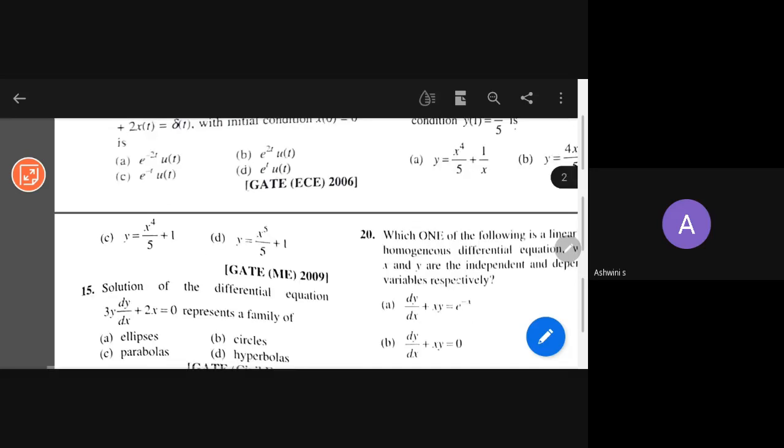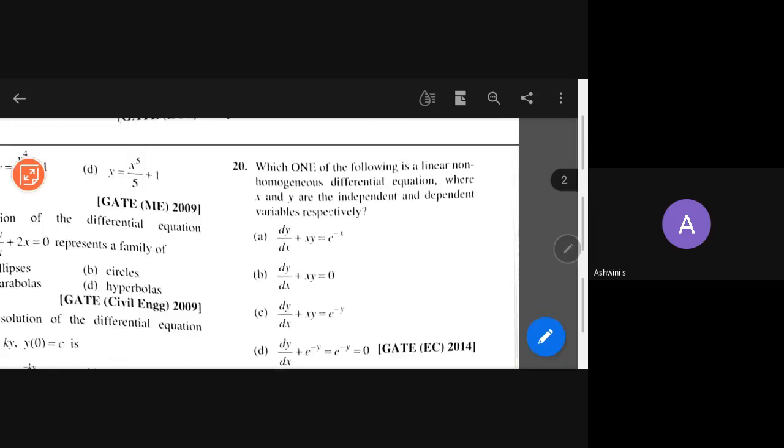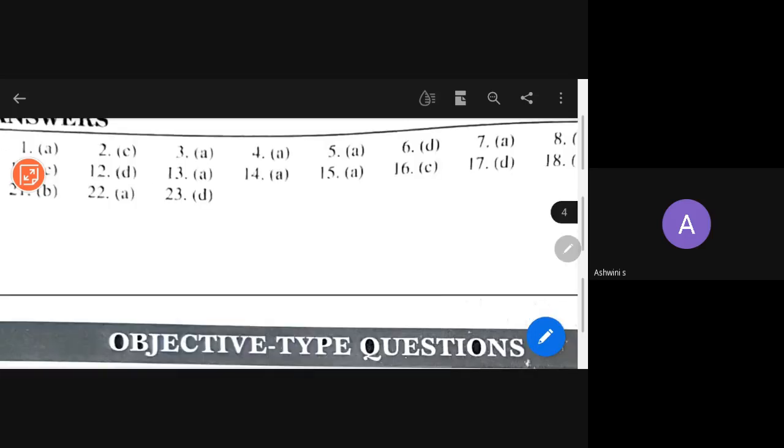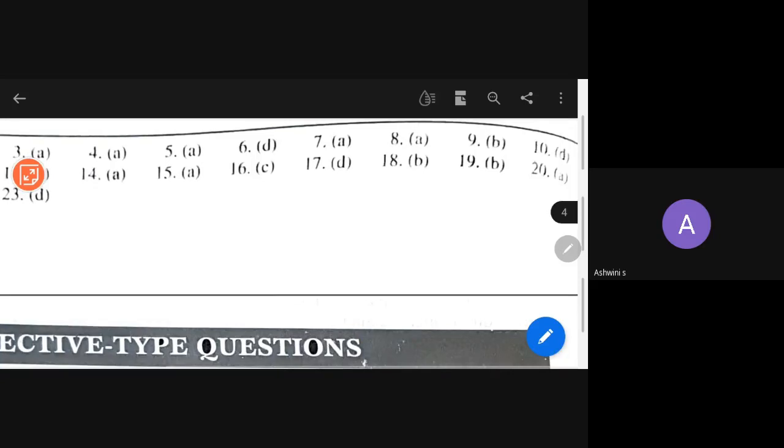And 20th question. One of these is a linear non-homogeneous differential equation. Find it. So linear, where x and y are independent and dependent respectively, and non-homogeneous. So A is the correct answer. C is not the correct answer because it said y is the dependent variable. So for the 20th question, A is the correct answer.